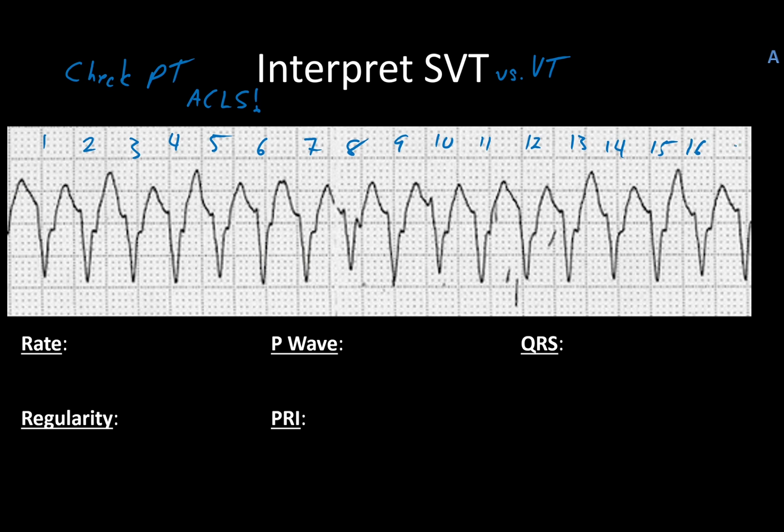Looking at it, it's pretty regular, but I will say this. This is not a 6-second long strip. It's actually only just a little bit less than that. This is the 3-second mark.